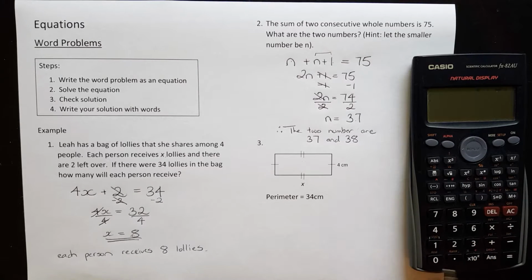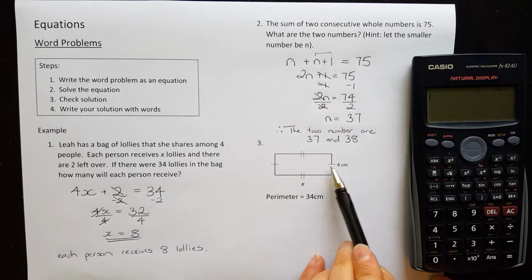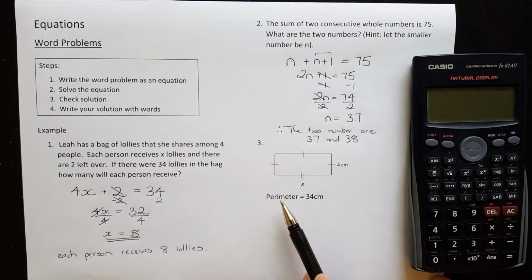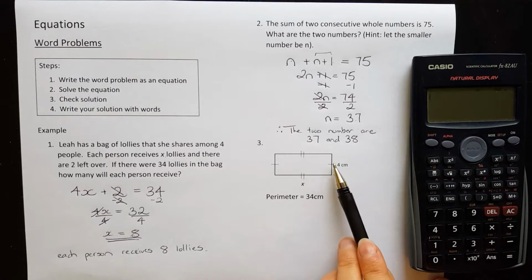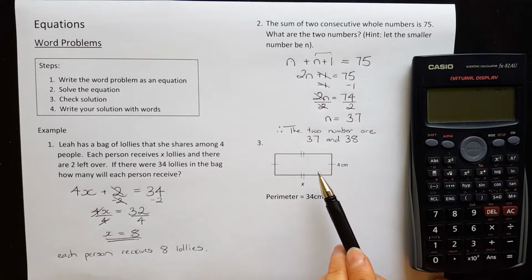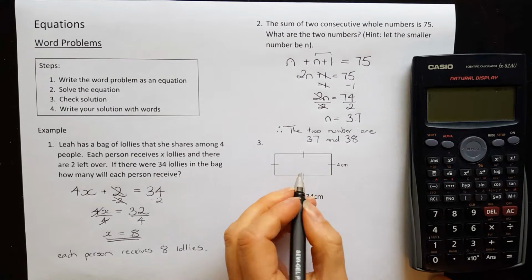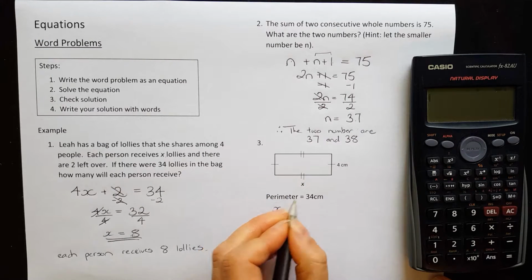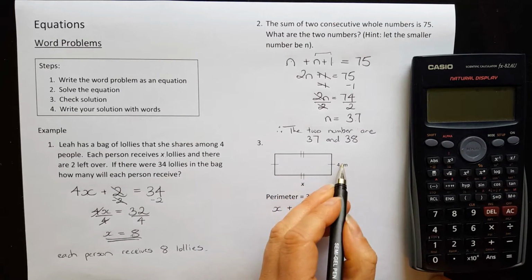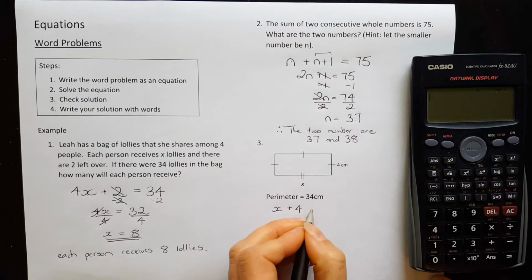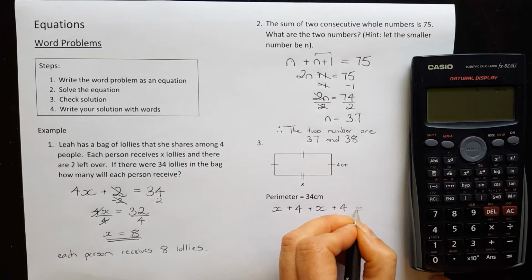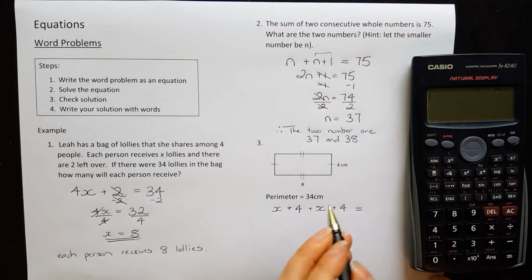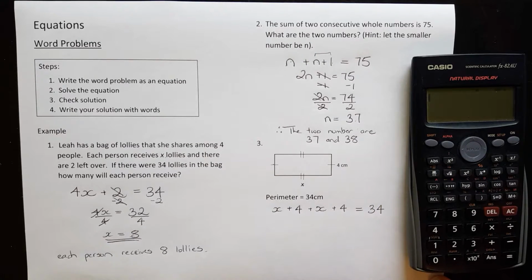Question 3, we have a diagram. We have a rectangle here. Opposite sides are equal. This side's 4 centimeters and x for that one. And we're told that the perimeter is equal to 34 centimeters. The perimeter is adding up all the sides. So for this rectangle, I have an x, I have a 4, this side would be the same as that one, so that would be another x, and this would be another 4, which is equal to the perimeter, 34.